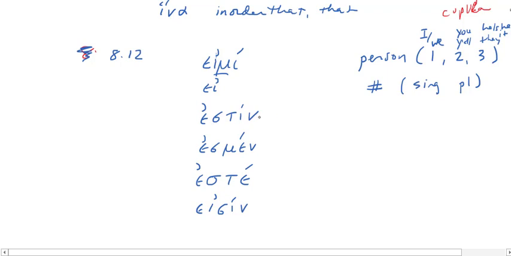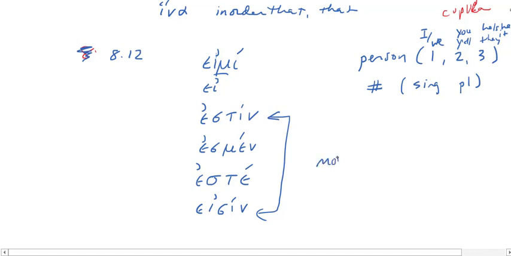Estin. He, she, or it is. Esmen. We are. Este. Y'all are. Eisin is they are. We are introduced to, in our chapter, these nus that are at the end of the third person singular and plural forms.